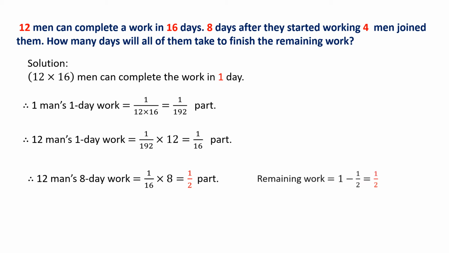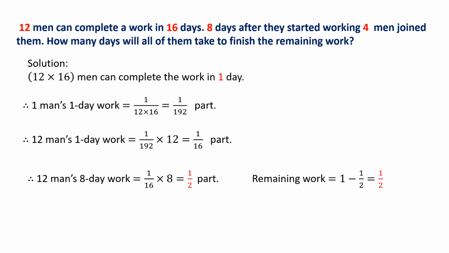1 divided by 2 part. And now the remaining work is 1 minus 1 divided by 2, and it is 1 divided by 2. That means in 8 days those 12 men actually completed 50% of the work, and the remaining work is 50%. Now we have 12 plus 4 men. That means we have 4 additional men. That actually makes the total number of men 16.